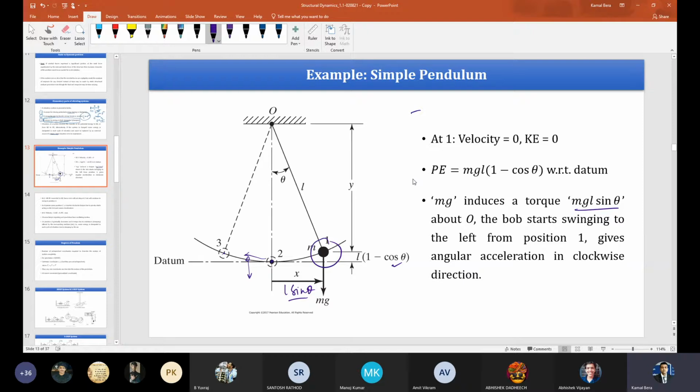Two, sir. How many? Two. What are the two? R and theta. What is R? Sir, R is the radius of the circle, and theta is the angular displacement.